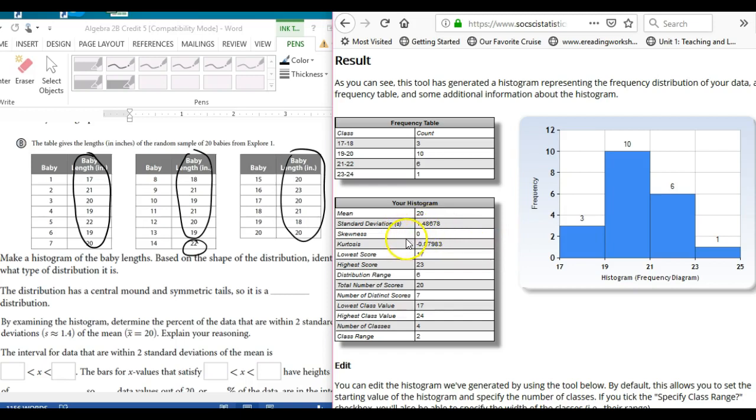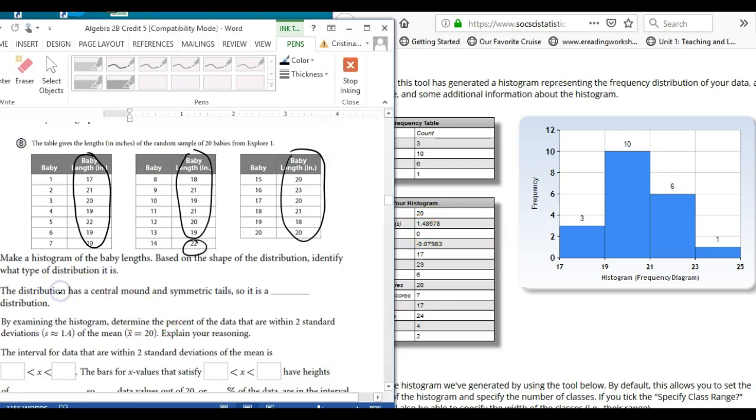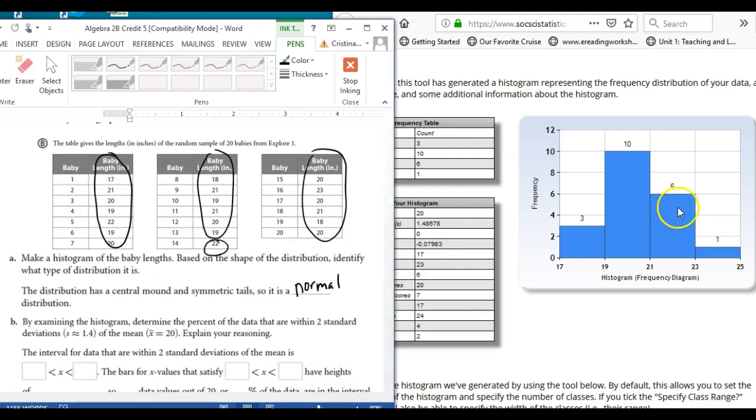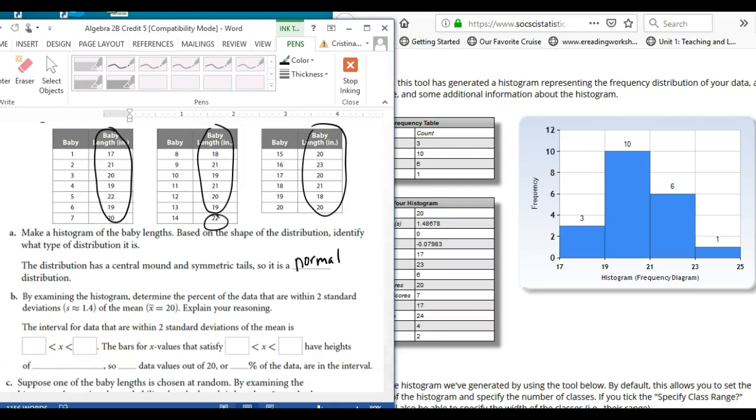And since the skewness is 0, I can already tell that the distribution has a central mound, as I can see. So that means it's a normal distribution. All right. That's for part A. Let's continue for part B. It says, by examining the histogram, determine the percent of the data that is within 2 standard deviations from the mean.